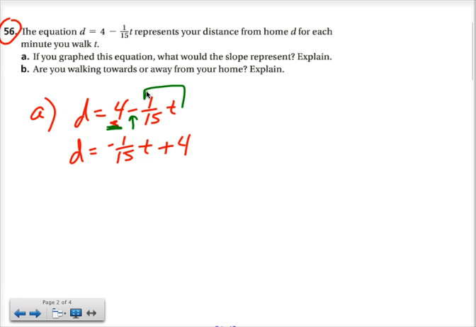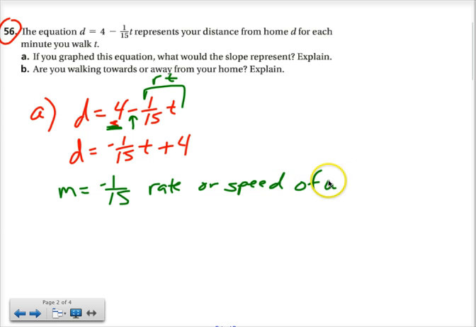And how can two things give you distance? Well, only if they're rate times time. So when we graph this equation, our slope of negative 1/15 is actually the rate or speed of walking. And again, you just see that it's subtracting away from a total there.